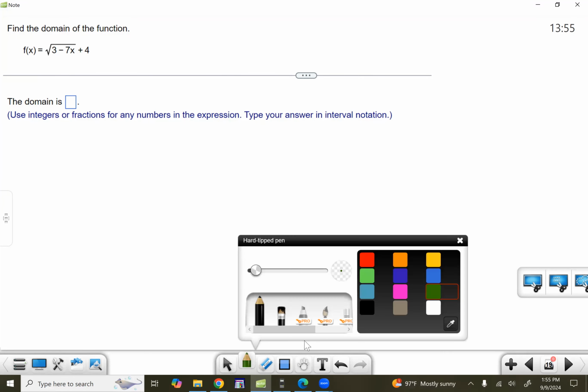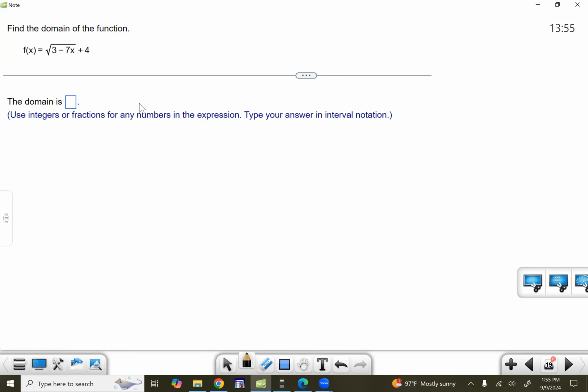So this one is very similar to number 5. This +4, if you'll notice, is not underneath the radical, underneath that square root. So remember, you can only square root numbers that are 0 or higher. So we want to make sure that that 3 minus 7x is greater than or equal to 0. It turns out that +4 really doesn't affect anything.